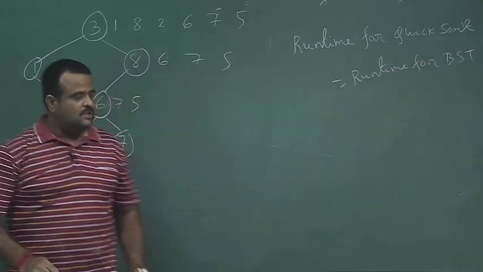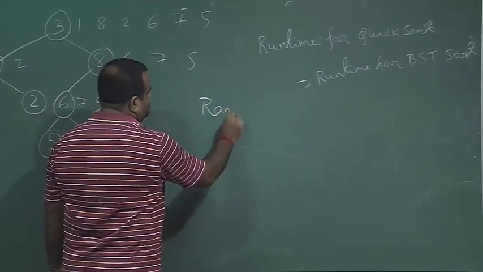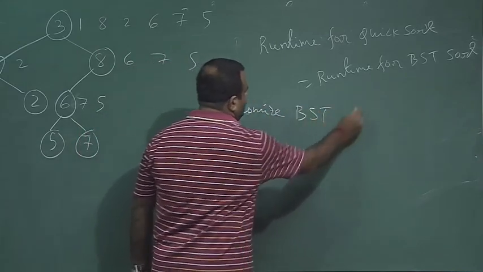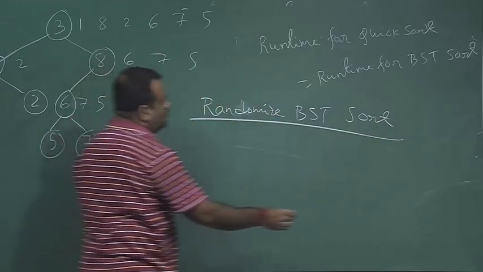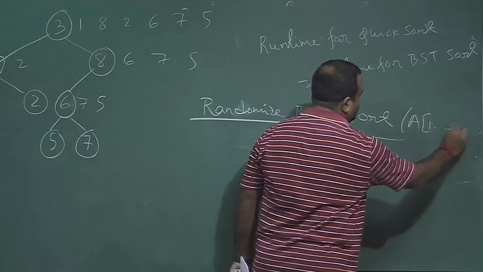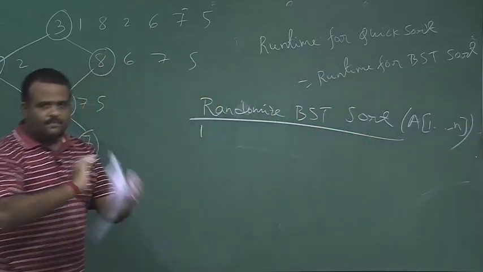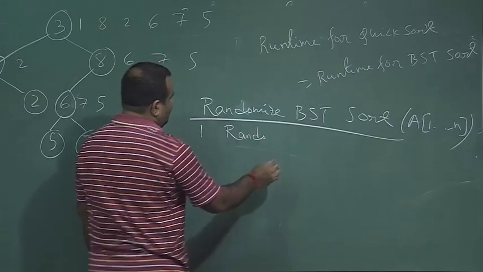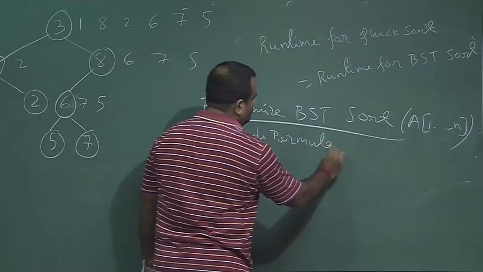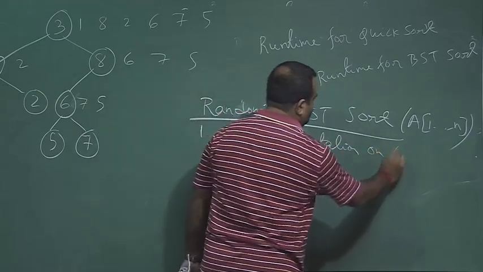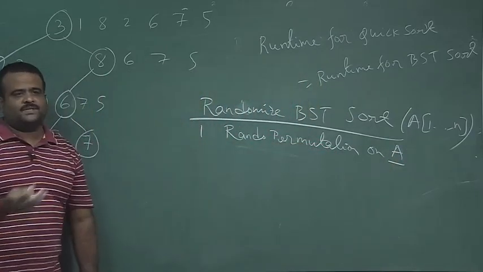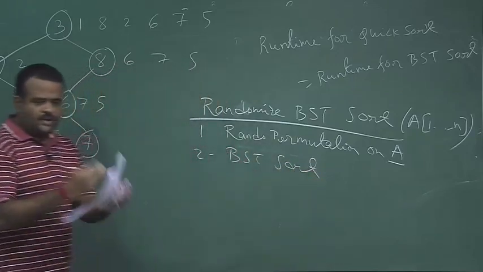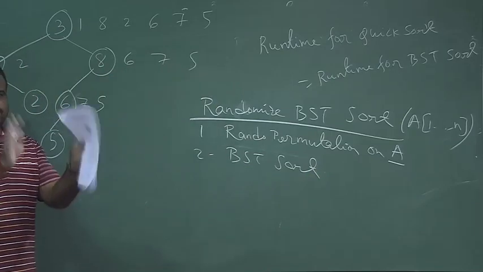So, this observation we will use when we talk about the randomized version of BST sort, randomized BST sort. So, what do we do? We have given the array, we just randomly permute these numbers. We apply some random permutation on the array A, and then we perform the BST sort. Okay. So, we have some numbers, we randomly permute these numbers, and then we perform the BST sort.